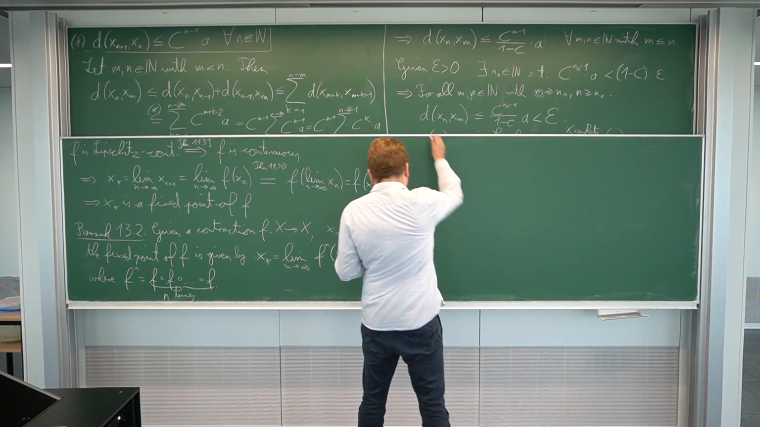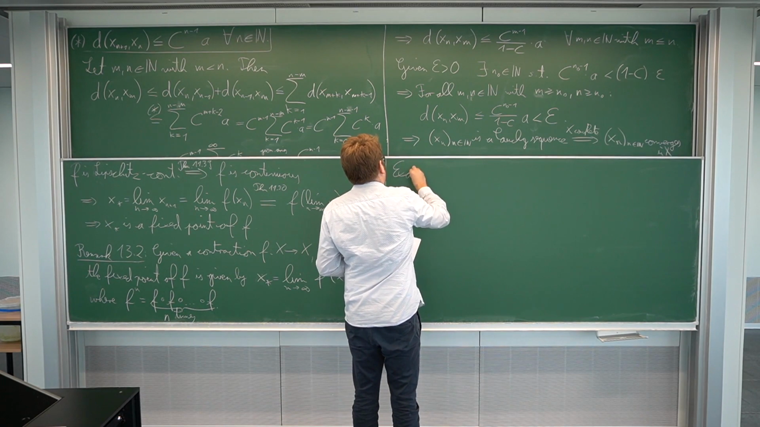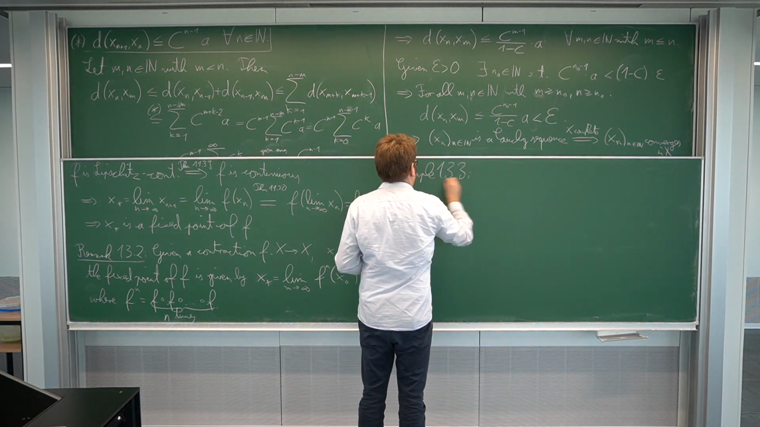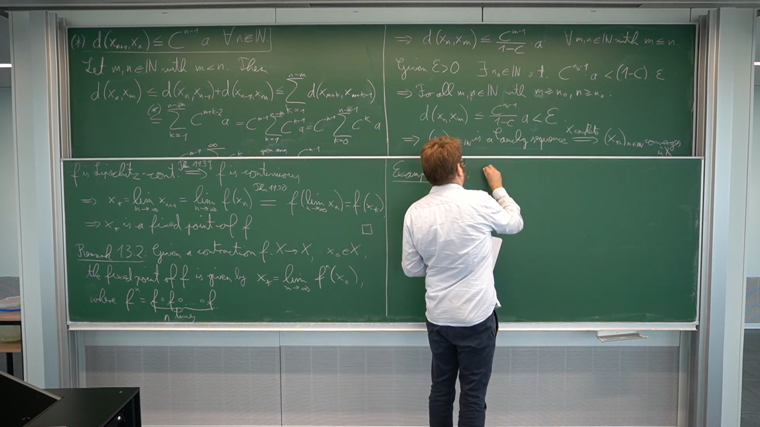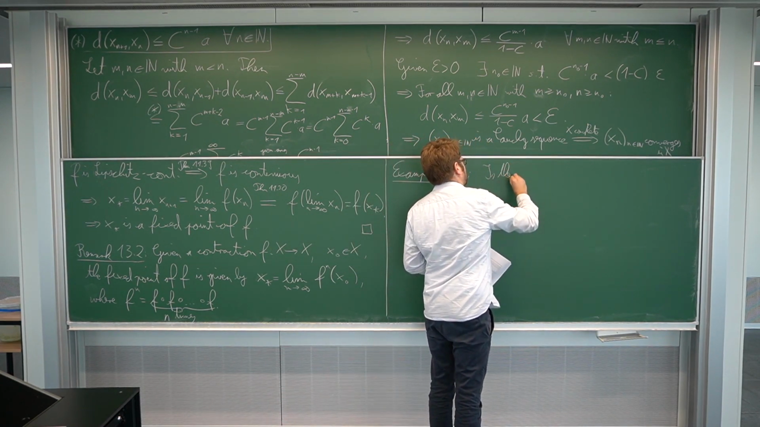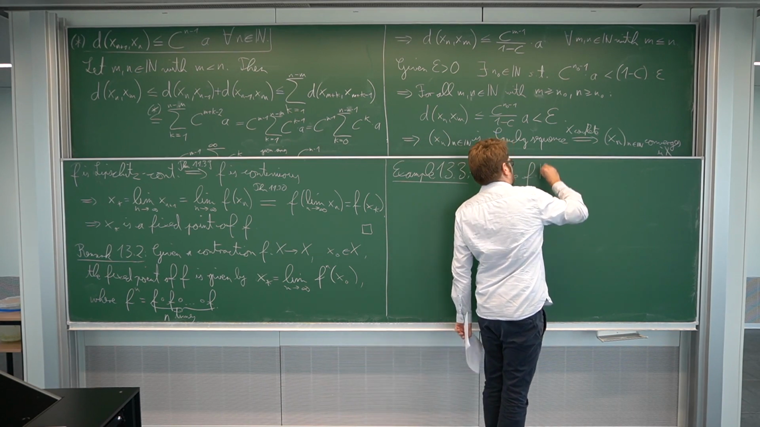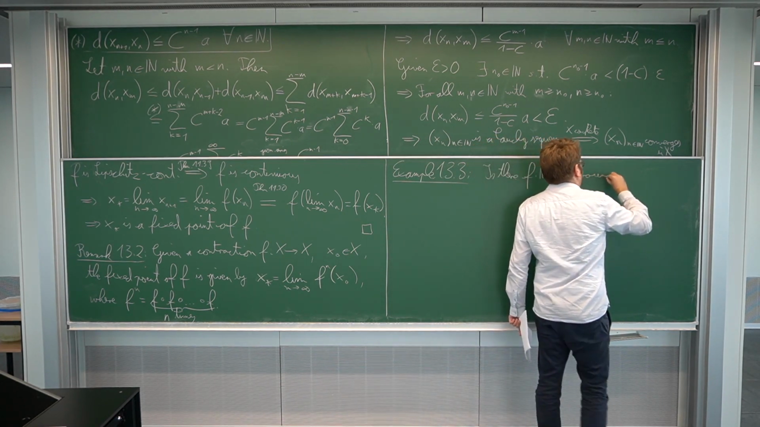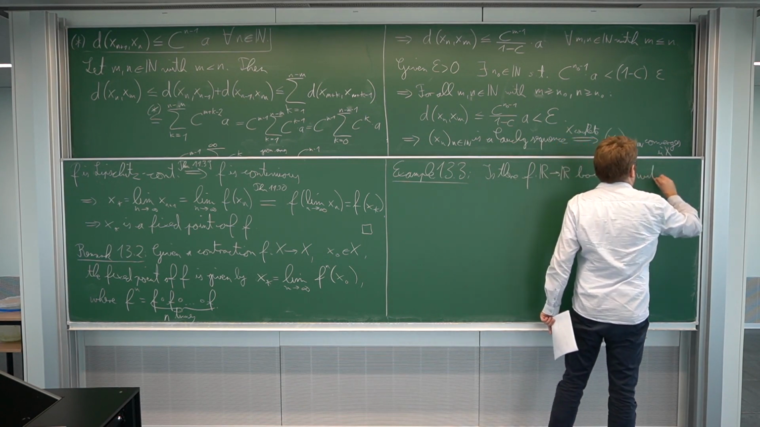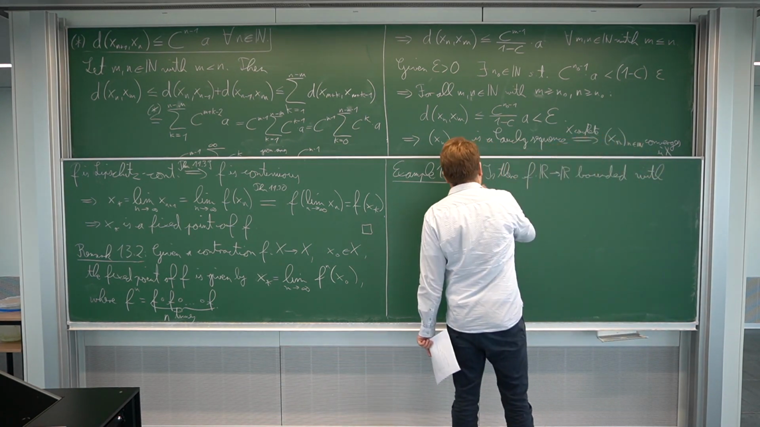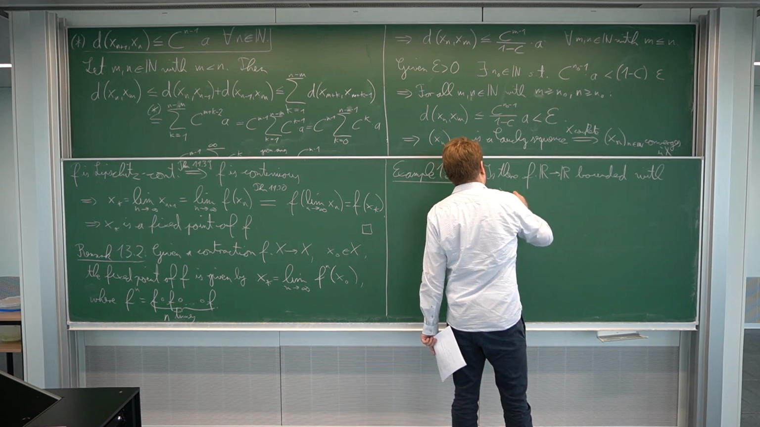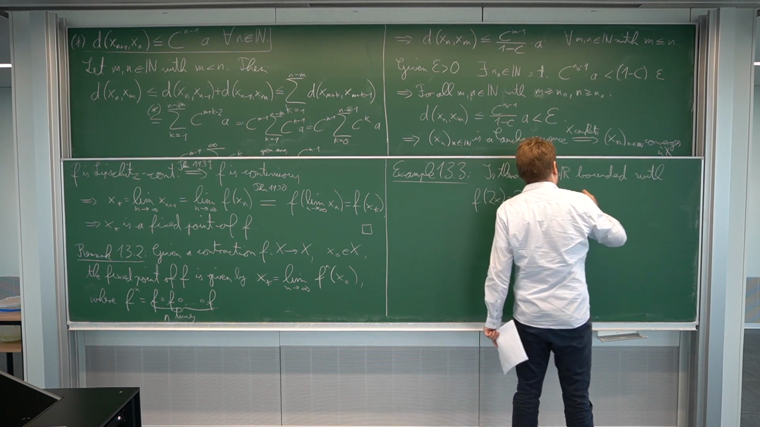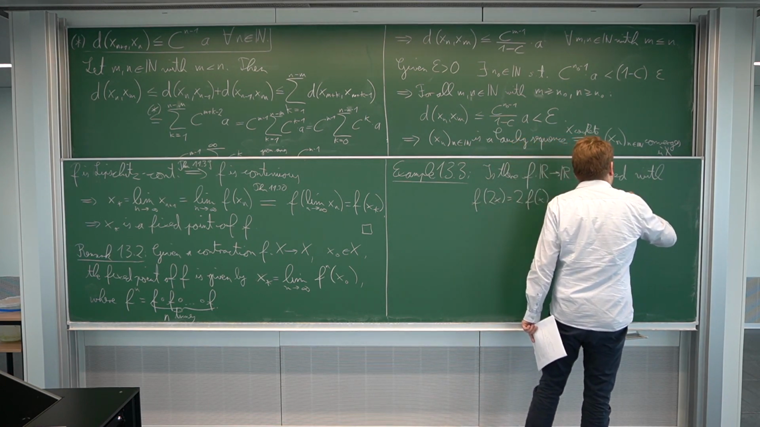Okay, let's go back to the example I had in the beginning. So example 13.3. Let me write this down again. So the question was, is there a function from R to R which is bounded with f of 2x is 2f of x plus sine x for all x in R.